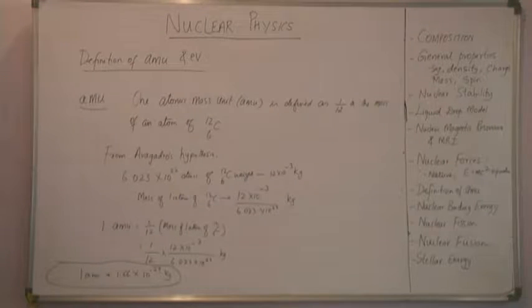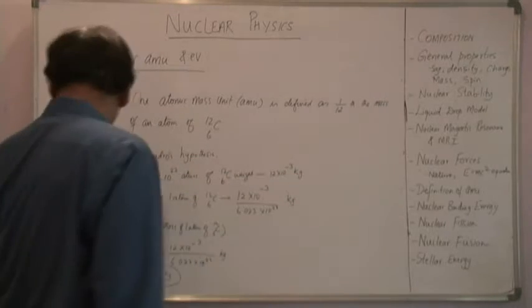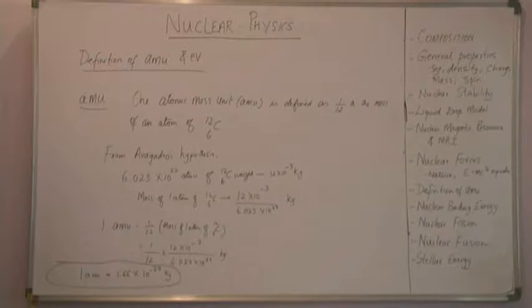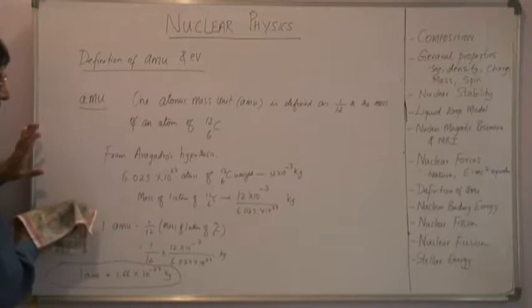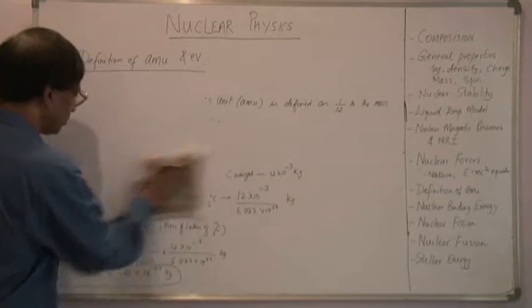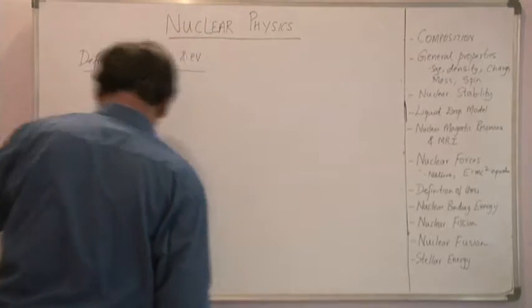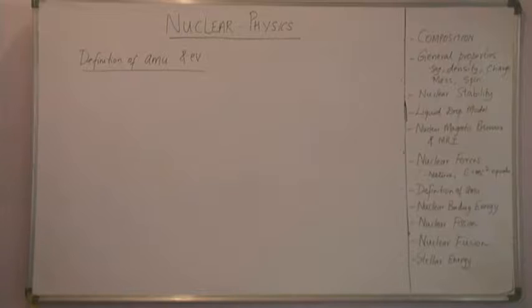Now let us look at what is known as an electron volt. Let us look at the concept of electron volt and we'll find the relationship between electron volt and AMU. So I hope this concept of AMU is clear. Let me take up the next one, that is electron volt. Basically, an electron volt is a unit of energy, and 1 electron volt is the energy gained by an electron when accelerating through a potential of 1 volt. So electron volt is a unit of energy.